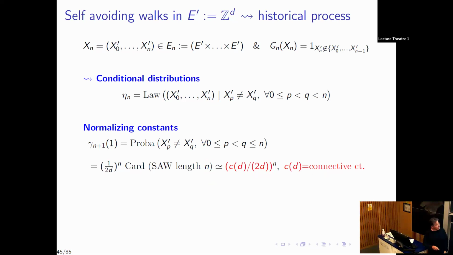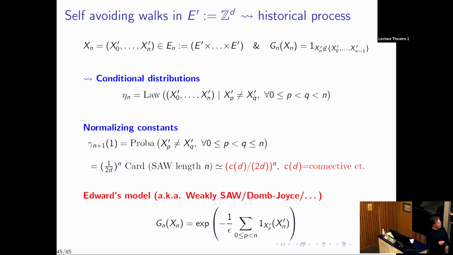You can ask Wendelin Werner, who got the Fields Medal, not for computing that, but for doing some loop-erased Brownian motion and things like that, to do this in an analytical way, not doing Monte Carlo simulation. So it's easier with the Monte Carlo. Anyway, that's the one I'm talking about, the Edwards model. So this was the Rosenbluth pruning algorithm.